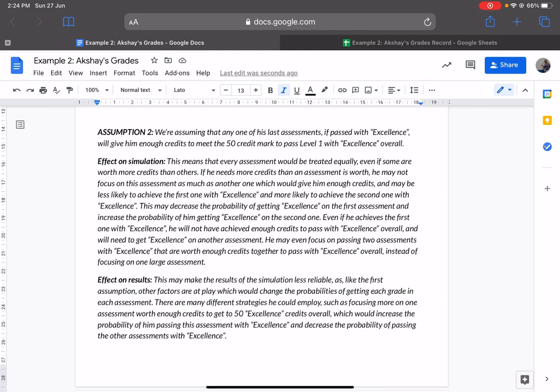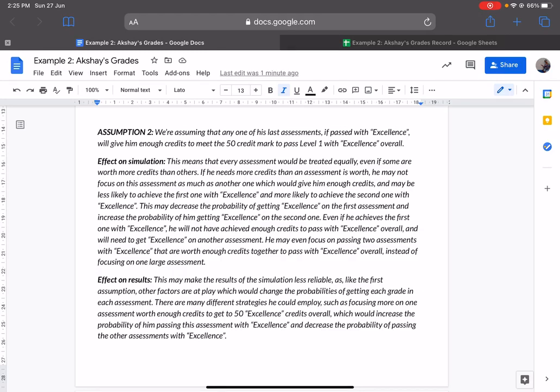So if they all had the same credits, that means that every assessment will be treated equally, even if some are worth more credits than others. If he needs more credits than an assessment is worth, he may not focus on this assessment as much as another one, which would give him enough credits, and he'd be less likely to pass the first one with excellence and more likely to pass the second one with excellence that he was trying harder for. So that may decrease the probability of getting excellence on the first assessment and increase the probability of him getting excellence on the second one.